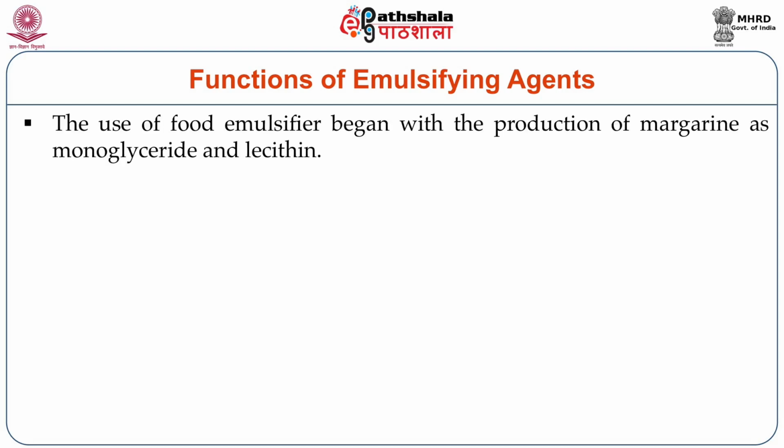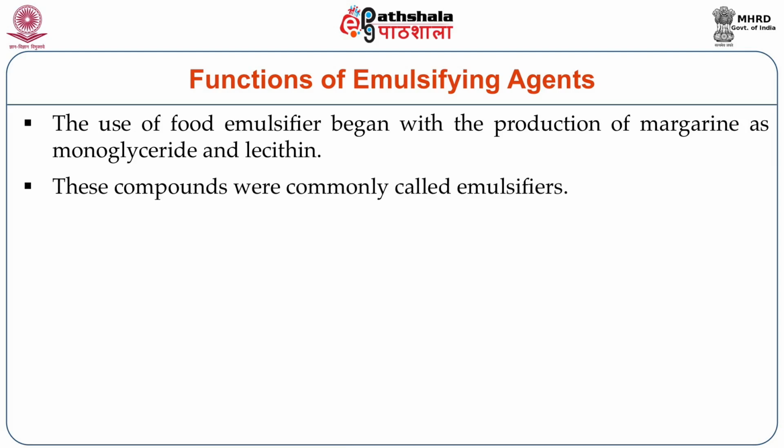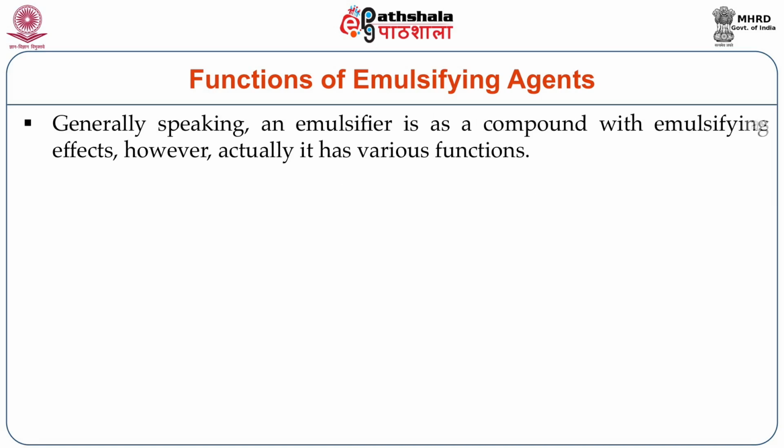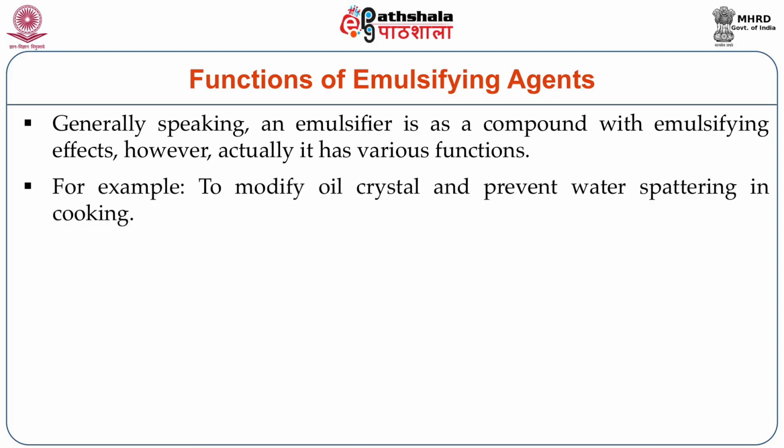The use of food emulsifiers began with the production of different food products like margarine, etc. And these compounds were commonly prepared with emulsifiers. Generally speaking, an emulsifier is a compound with emulsifying effects, and it exhibits its functions by holding the water and the oil components together in the food product. For example, to modify oil crystal and prevent water spattering in cooking.